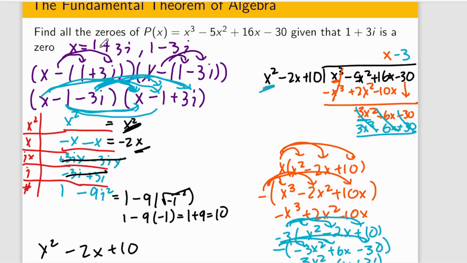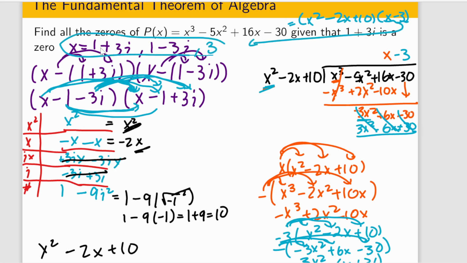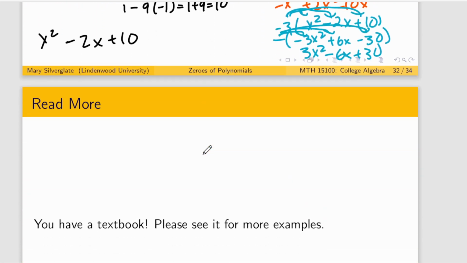We're good. And if this factors into x squared minus 2x plus 10 times x minus 3, the zero associated with x minus 3 is 3. And now I've found all the zeros of my polynomial. If I redid the quadratic formula with that result, x squared minus 2x plus 10, I would find my two other zeros are 1 plus 3i and 1 minus 3i.